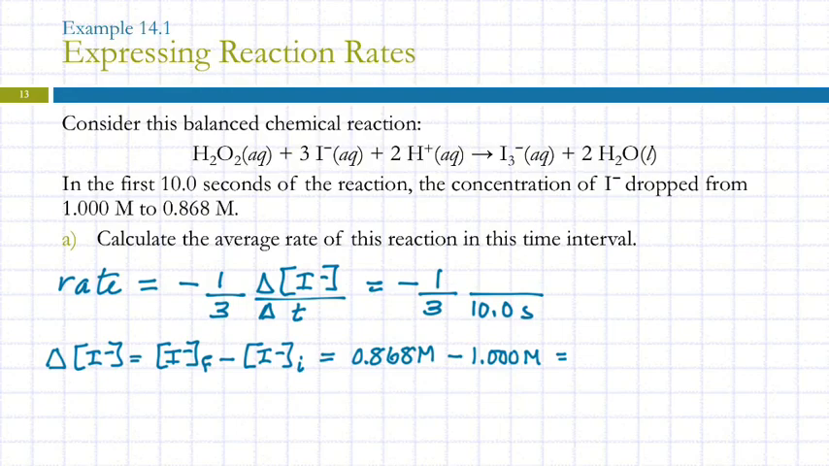So 0.868 minus 1. So that's negative 0.132 moles per liter. That's the change in the iodide concentration. So that's what goes in up here. And then we can put these numbers into our calculators. So I've got negative 1 divided by 3 times negative 0.132 divided by 10.